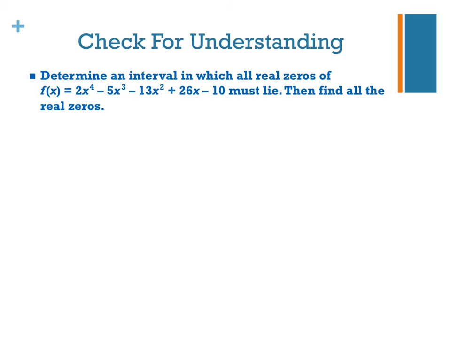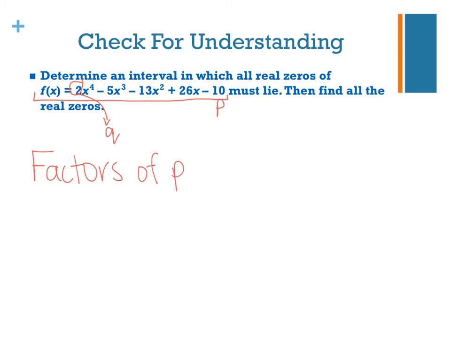Alright, so here's what I'm going to do. I'm going to use a little bit of shortcut here, and I only say that is because I'm looking at this p-value and at this q-value, and there are a lot of factors of negative 10, and there's 4 factors of 2. And I'm not going to test all these, but here's the deal. If I have factors of p, that gives me 1, negative 1, 2, 5, negative 5, sorry I missed a negative 2, and 10, and negative 10.